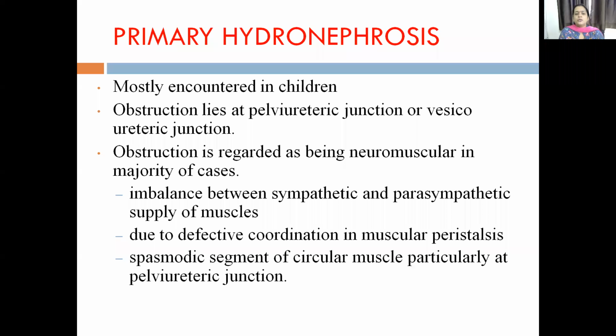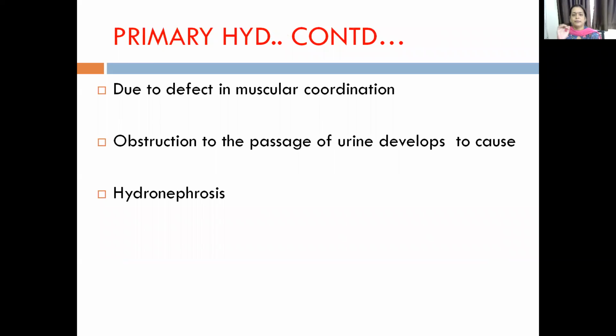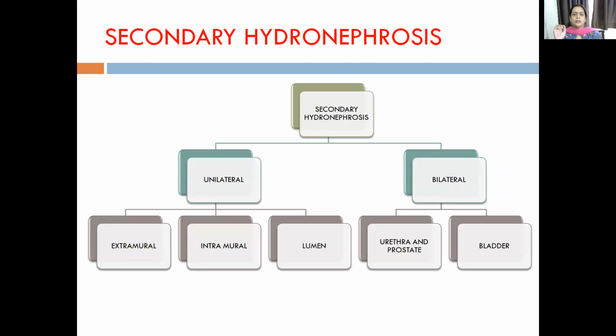Usually this is about the obstruction leading to neuromuscular problems. Whenever there is a lack of coordination between the nerves and the muscle, there won't be normal functioning of the muscle. Because of that, there will be a spasmodic segment of the circular muscle having a constriction effect, and then there is an imbalance between the sympathetic and parasympathetic system. So because of that, what happens? There is obstruction to the passage of the urine, and thereby primary hydronephrosis.